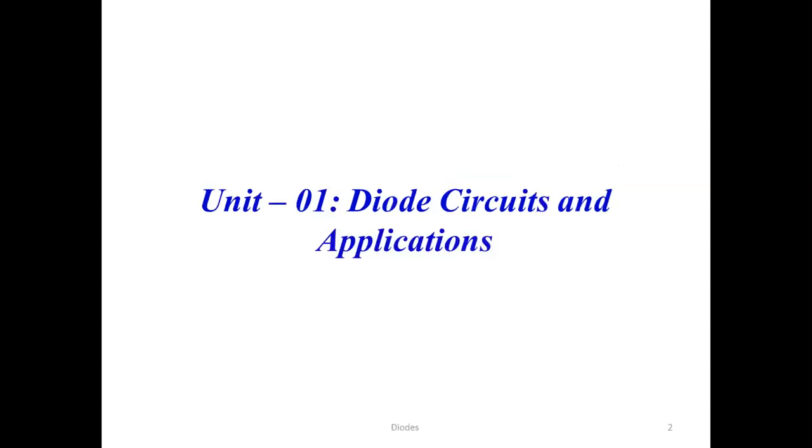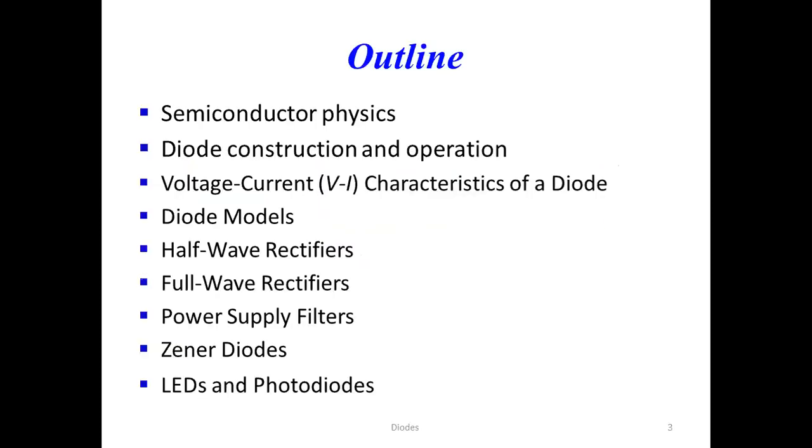So your unit number 1 is diode circuit and applications. This is the outline for your unit. Semiconductor physics, diode construction and operation, voltage current characteristics of diode, diode models, half-wave rectifiers, full-wave rectifiers, power supply filters, Zener diodes, and LED and photodiodes.